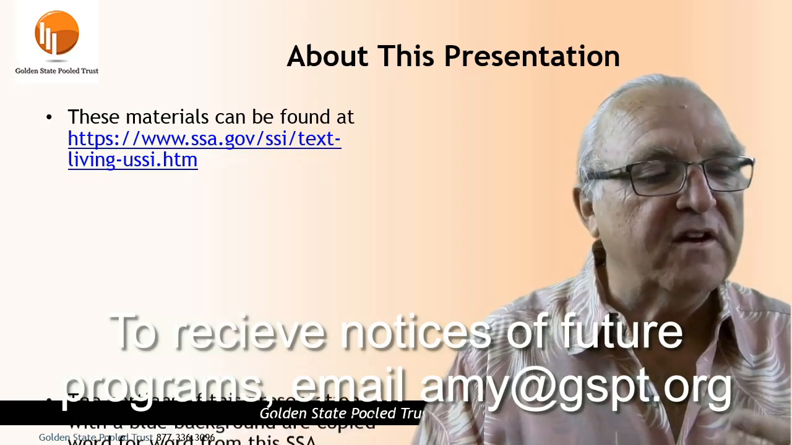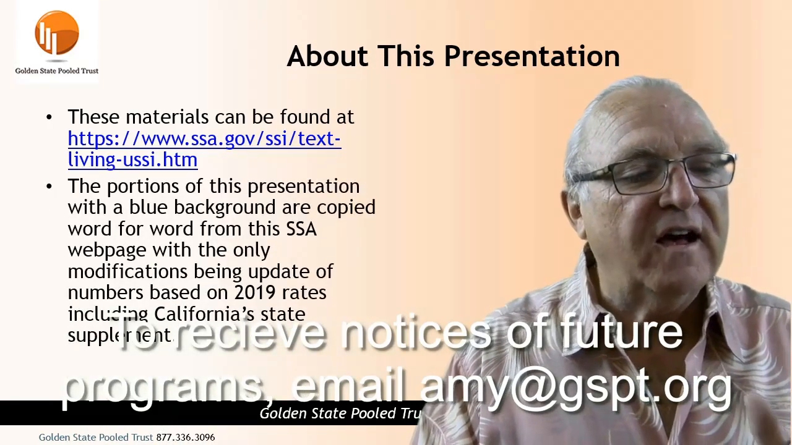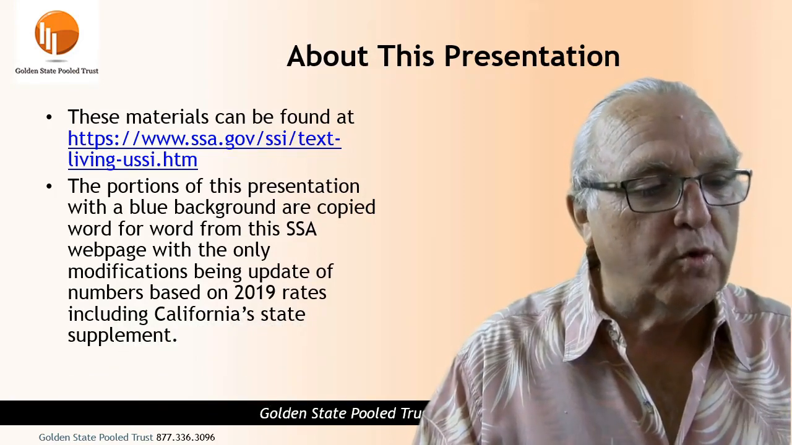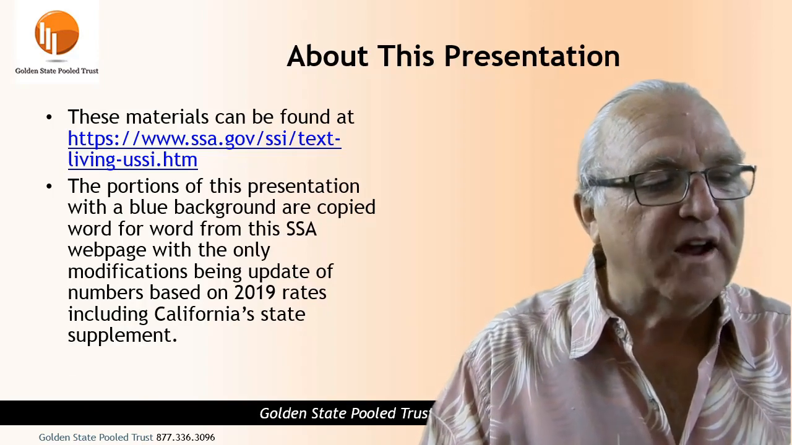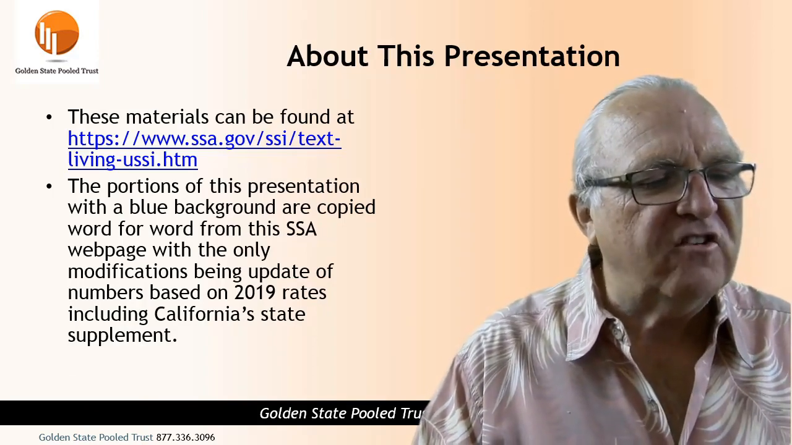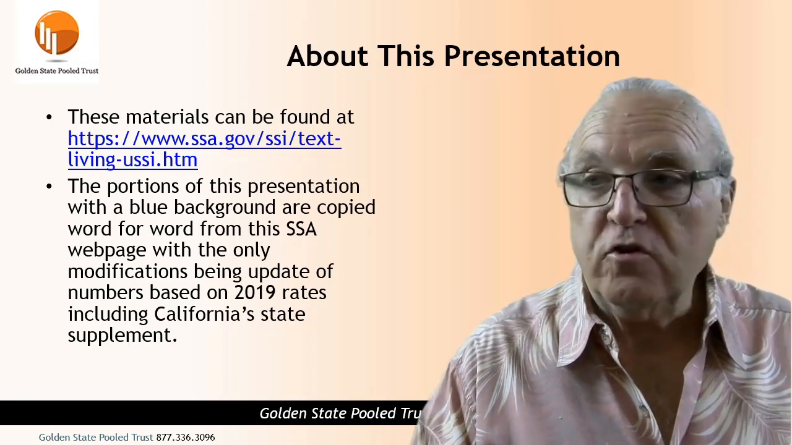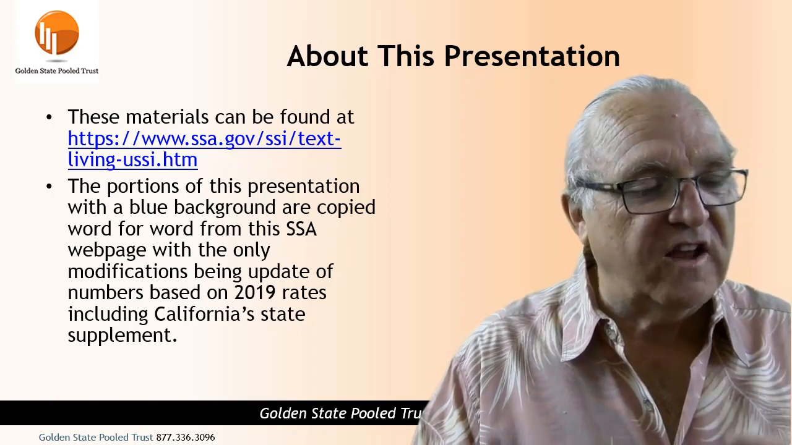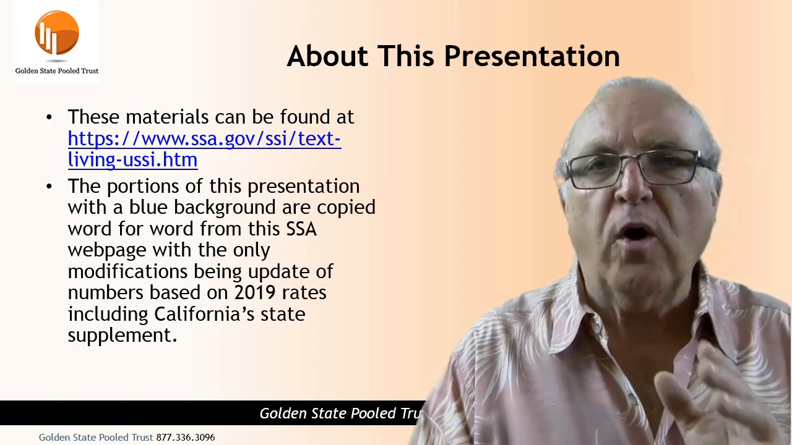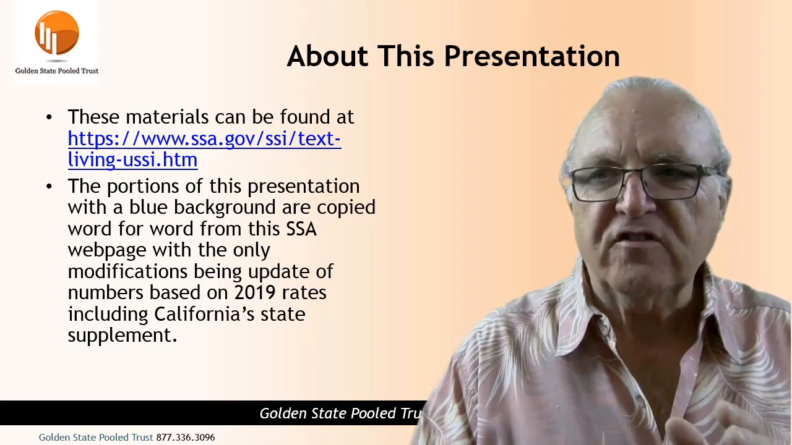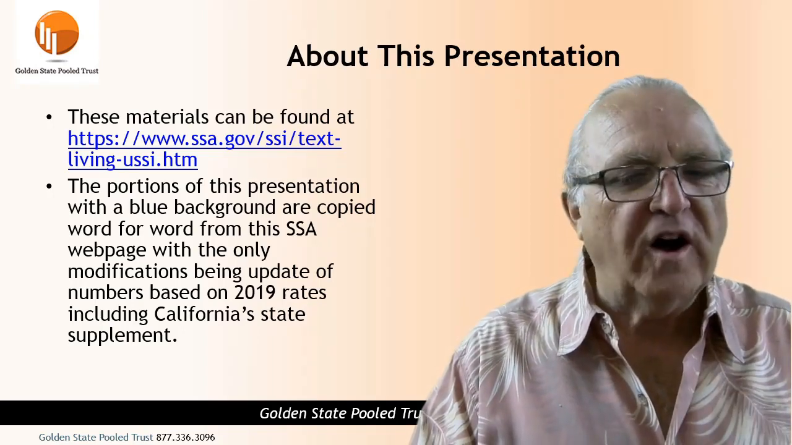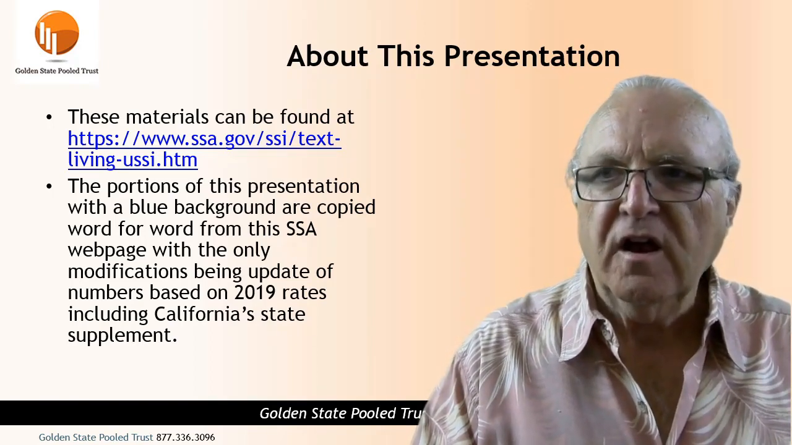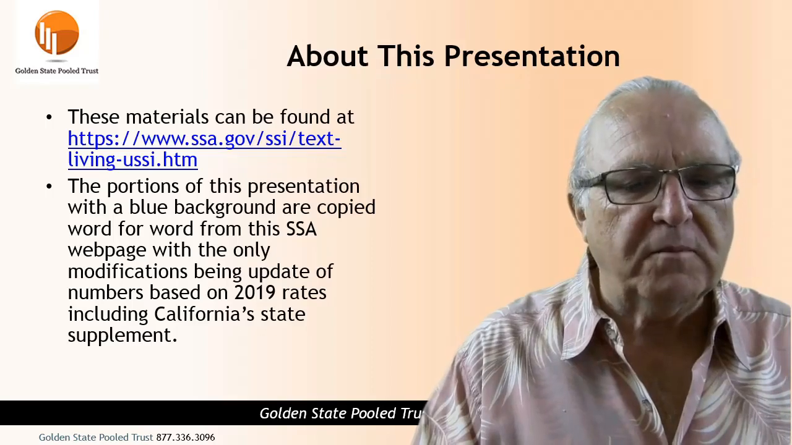bit by bit by bit. Now, the only difference is that the portions of the program that are with a blue background are copied word for word from the Social Security Administration website, with the only modifications being an update to the 2019 rates here, including California state supplement. So if you're watching this here, for instance, in Denver, and you're wondering why the numbers are higher, it's because California has a state supplement. Otherwise, everything else should be pretty much the same.